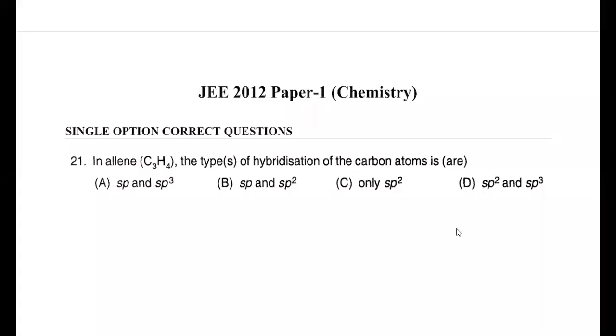Okay, so today we'll discuss JEE Advanced 2012 paper 1, chemistry paper. Start with question number 21.